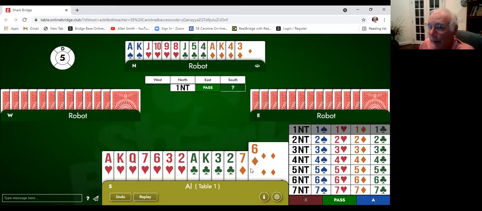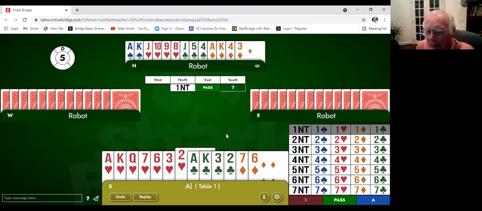We've got a super hand. We've got 1, 2, 3, 4 losers, and our partner opened 1 no trump. We should have slam in here somewhere. Okay, the question is, how much do we have? Should we be at the 6th level? Should we be at the 7th level? Should we be in hearts? Should we be in no trump?